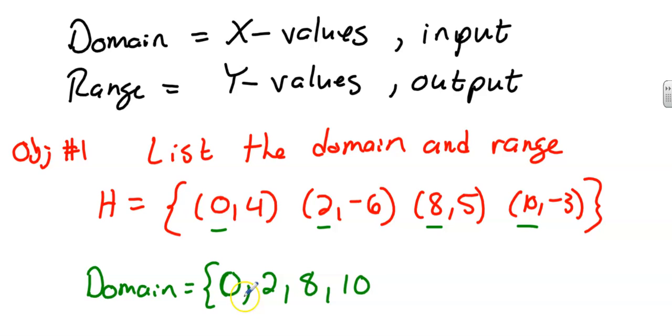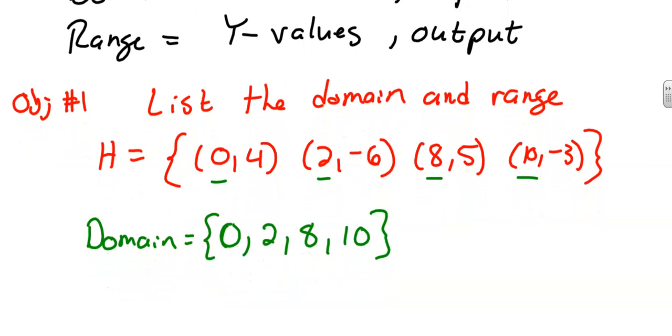They may make you put a little bracket symbol around it just to show it. That's not a big deal, it's just getting used to the notation that they have you go through. And range, same thing. That's just going to be your Y values. So 4, negative 6, 5, and negative 3.